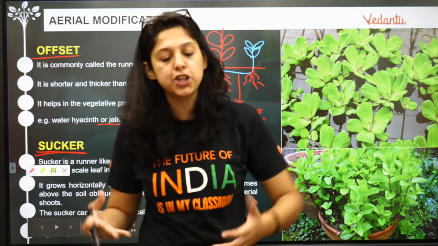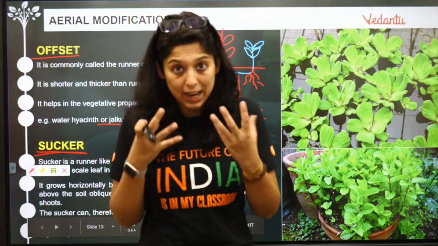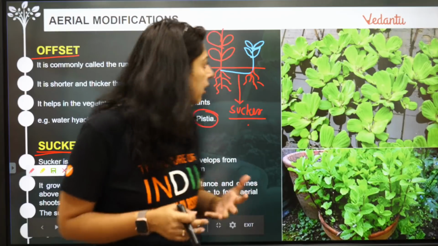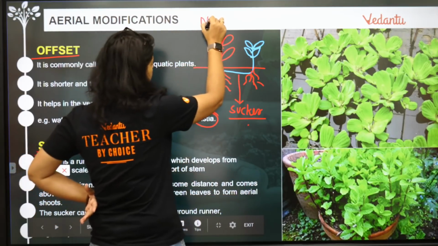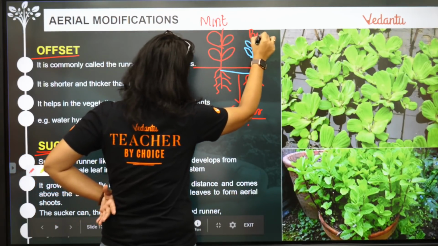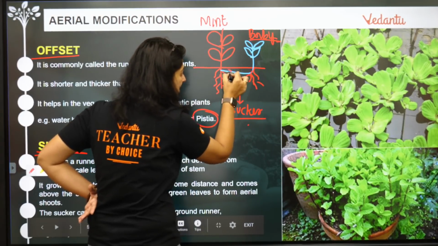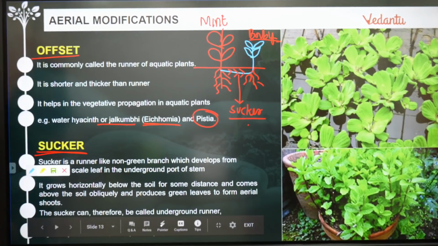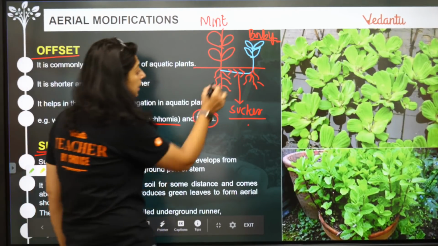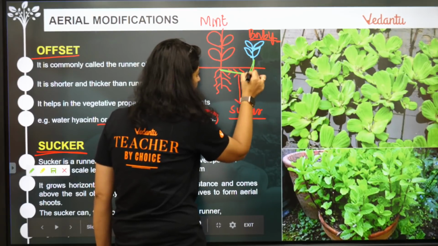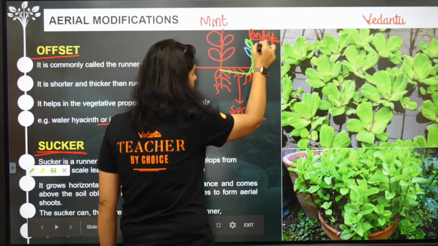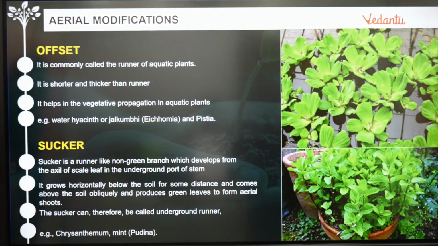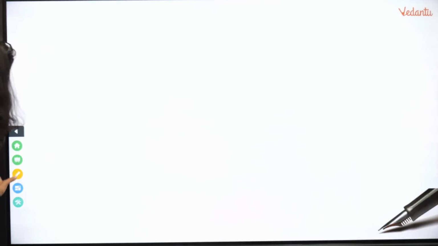These are all modifications. Today we saw that three modifications could be there just on the surface. So one modification, sucker, is this. Look, this is the main plant of mint. This is the baby plant. Can you see the baby plant will suck nutrition from the mother plant? Chrysanthemum also has suckers. This will suck nutrition till the time it grows and does photosynthesis. It will be dependent on the mother plant. That is why it is called a sucker. So I will again do it.